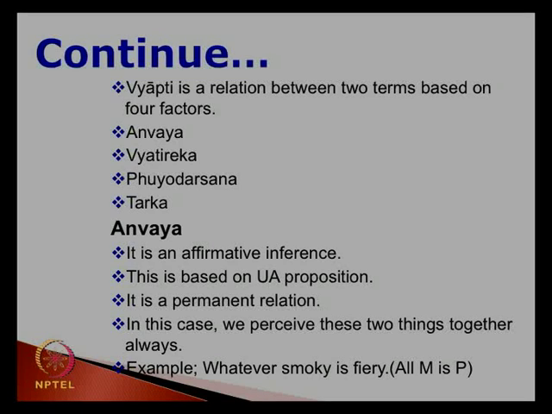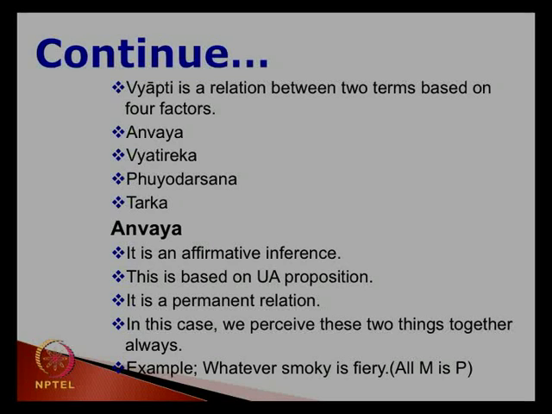That means in all the instances that you have seen or experienced so far, you find that fire and smoke, Hetu and Sadhya, will be found together in all the places. These are the features stated by Anvaya. Now the second one is Vyatireka. Vyatireka contrasts with Anvaya. It negatively says that there should not be any such cases where you find fire without smoke or smoke without fire.